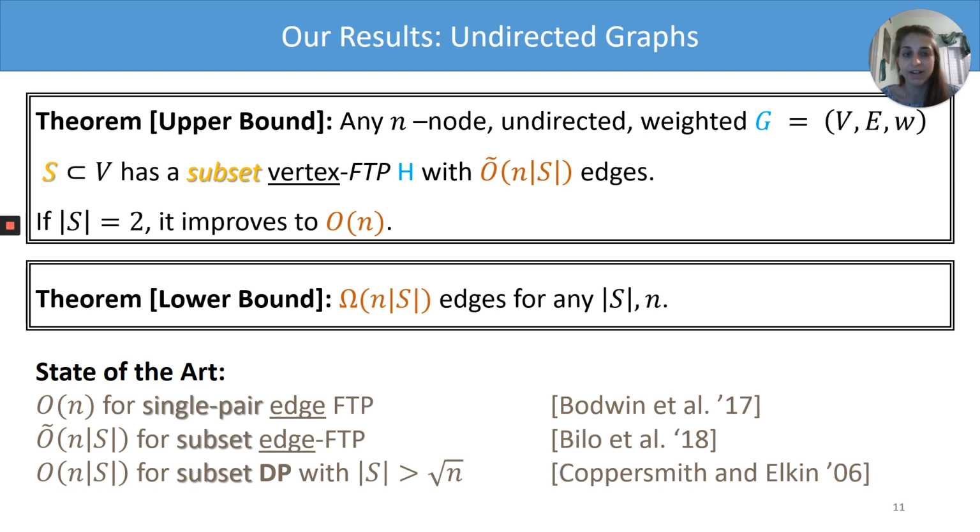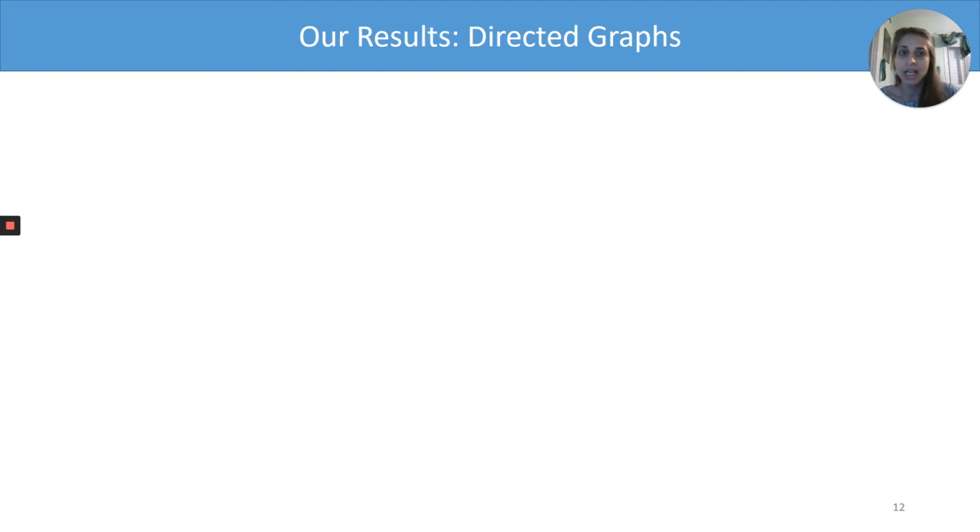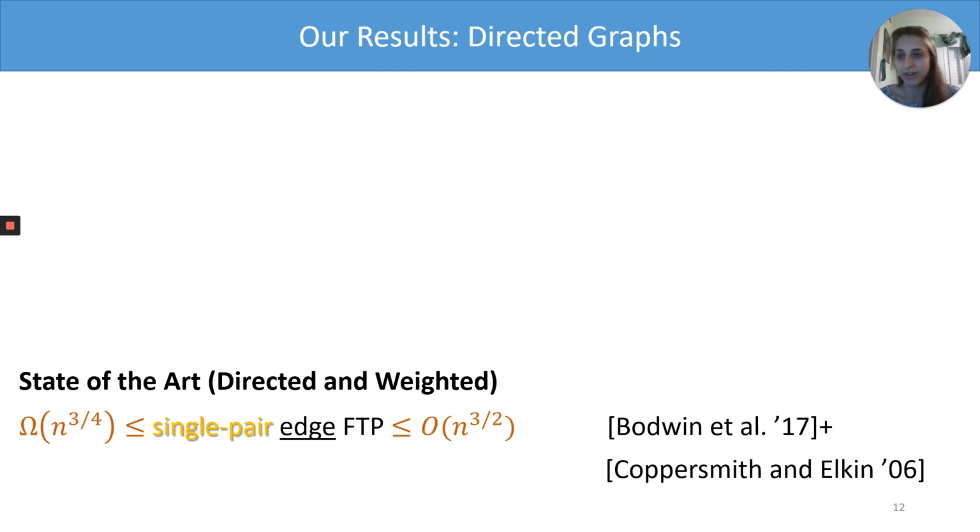And let us consider directed graphs now. In directed graphs, the only non-trivial result is the one of Bodwin et al., showing that for a single pair fault-tolerant preserver, which means that we only consider one S and one T, and we want to preserve the distance between them no matter what edge fails, the correct size bound is exactly that of a non-faulty distance preserver in the fault-free setting of n demand pairs, whose bounds were given by Coppersmith and Elkin.